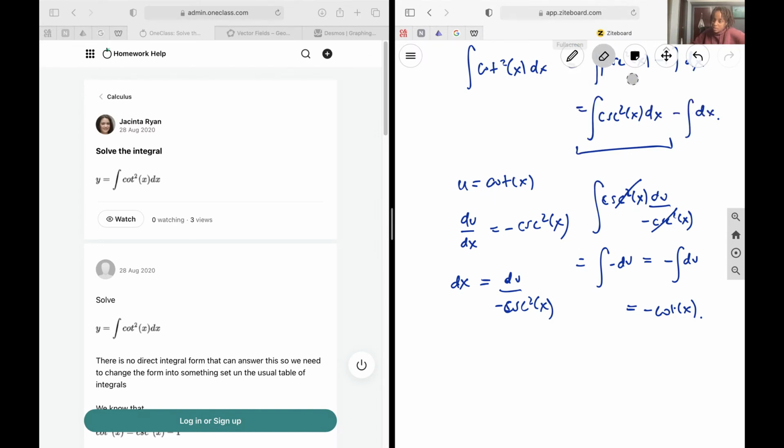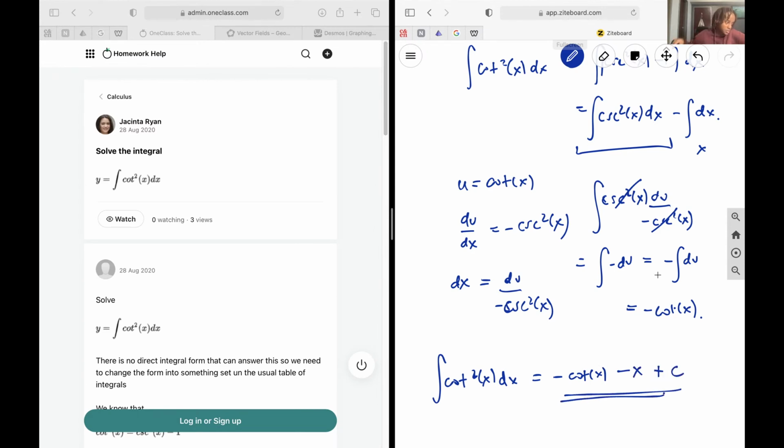And then the integral of dx is just x, as we know. And so for our final answer, we'll get that the integral of cotangent squared x dx will be negative cotangent x minus x plus c. And that is what your final answer is going to be.